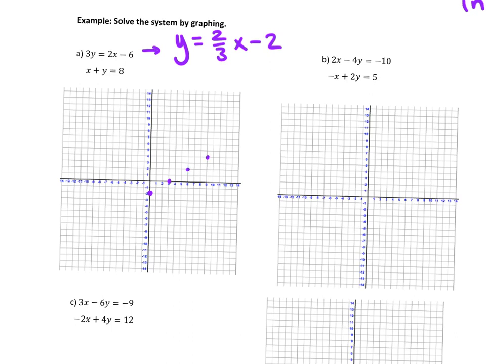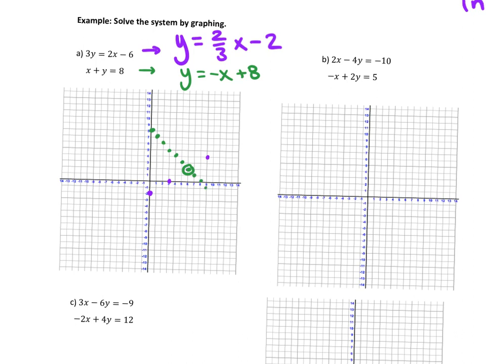There. My other equation, get y by itself. So I'm going to move the x over, so I get y equals -x plus 8. Intercept is at 8. Slope has to go down 1 over 1. Down 1 over 1. Do you see that they are intersecting here at this point?